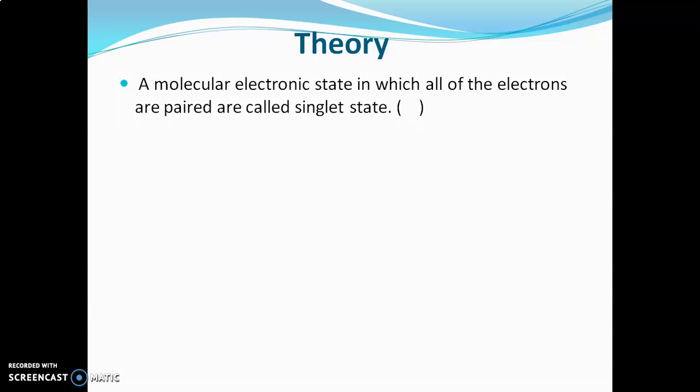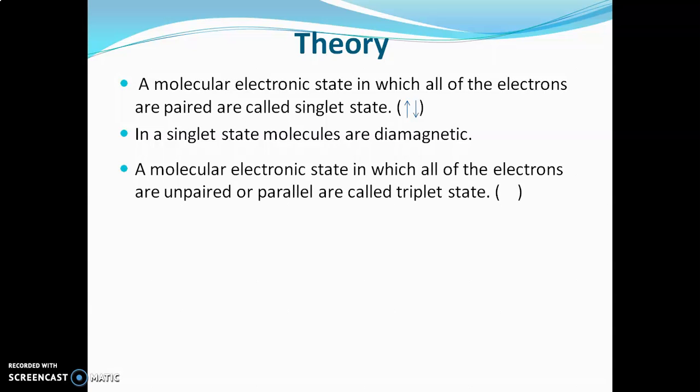The first point is a molecular electronic state in which all the electrons are paired is called as singlet state. That means in singlet state, the electronic spin is paired or anti-parallel. In singlet state, the molecules are diamagnetic in nature because due to paired spin or anti-parallel spin, the electrons do not show any magnetic movement.